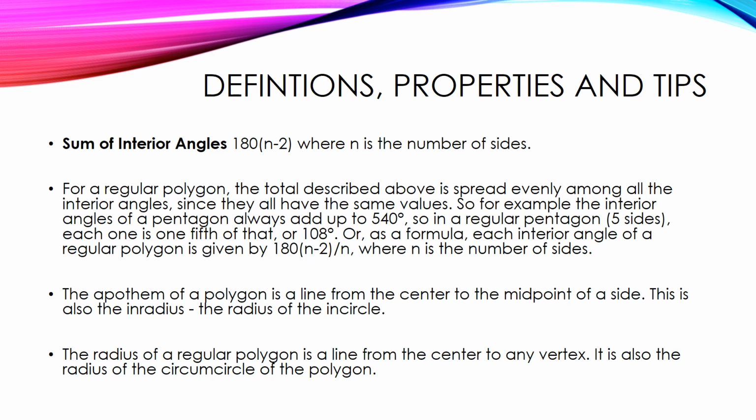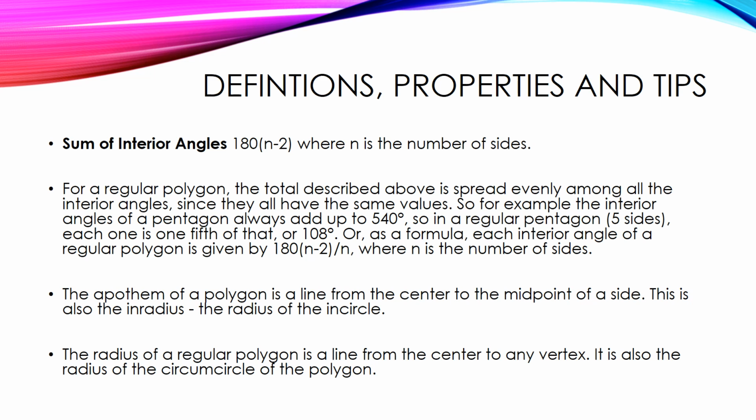Let us look at some definitions, properties and tips of polygons. Sum of interior angles in a polygon is 180 into n minus 2, where n is the number of sides. For a regular polygon, the total described above is spread evenly among all the interior angles since they all have the same values. So for example, the interior angles of a pentagon always add up to 540 degrees. So in a regular pentagon, each one is 1/5 of that, or 108 degrees. Or, as a formula, each interior angle of a regular polygon is given by 180 into n minus 2 by n, where n is the number of sides.